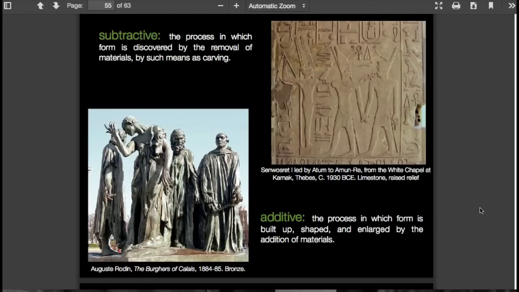And then an additive process is just the opposite, basically, where forms are built up, they're shaped, they're not carved from anything, they're built up from nothing, basically. So it's the addition of materials that create a work, and this is Auguste Rodin's Burghers of Calais, which if you're in California and you go to the Norton Simon Museum, they have many reproductions of Rodin's work, and the Burghers of Calais is there. It's a gorgeous, gorgeous piece. So that we have subtractive and additive.